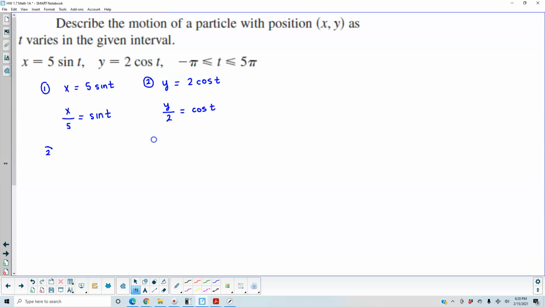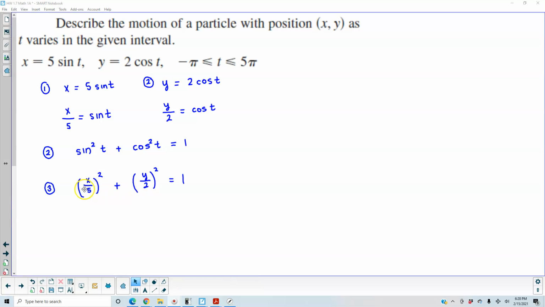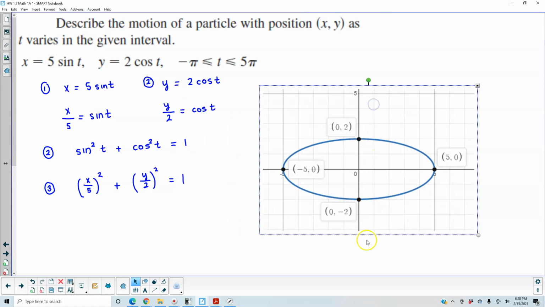Now remember that we have the trig identity, where we have sine squared t plus cosine squared t is equal to 1, which means that we can take the value of whatever sine of t is, which is x over 5 from a previous step, squaring that, plus we have y over 2 squared, and that's equal to 1. So with this equation, we can see that this creates an ellipse. So this is the graph of the ellipse.